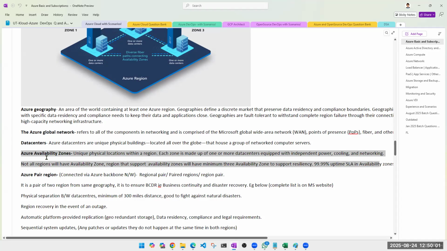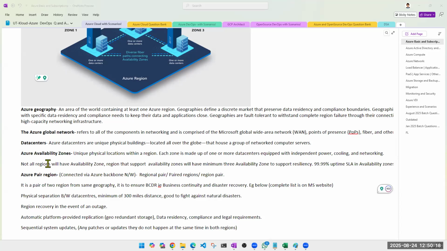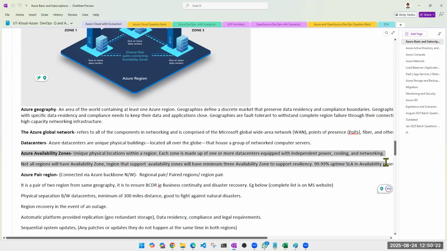What is an availability zone? It is a unique physical location within a region. Each zone is made up of one or more data centers equipped with independent power, cooling, and networking. Not all regions will have Azure zones. This is what you can do: you can simply remember it, mug it up. But I don't recommend that. Otherwise, I would have started with this one and given it to you guys.